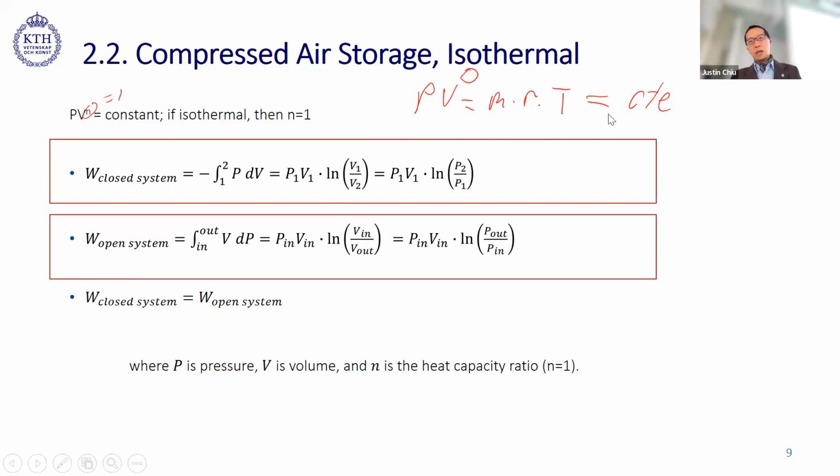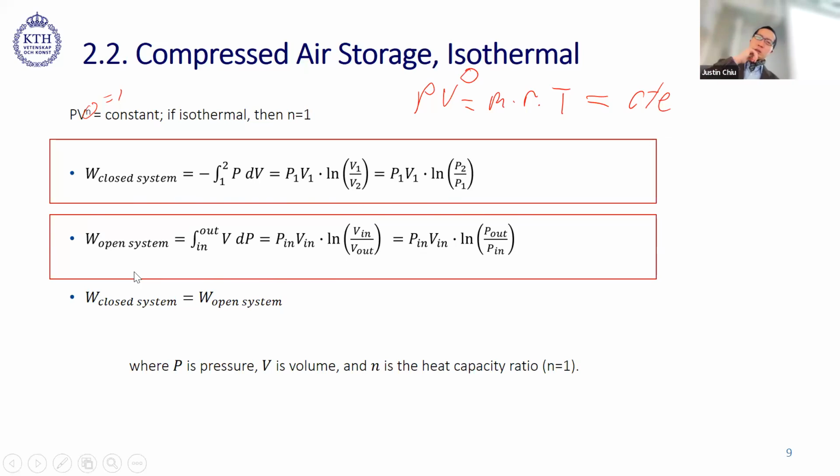Because PV equals mRT and we're in the isothermal condition, here n is equal to 1. With this, we can derive this minus PdV and also the VdP for work in the closed system and also work in an open system. And they come down to the same equation: P1 V1 times log of P2 divided by P1.